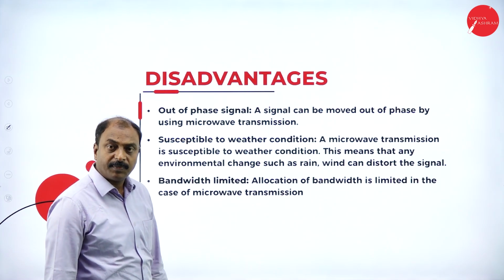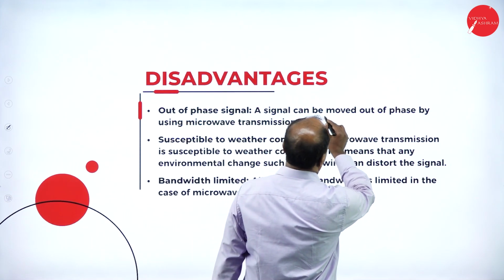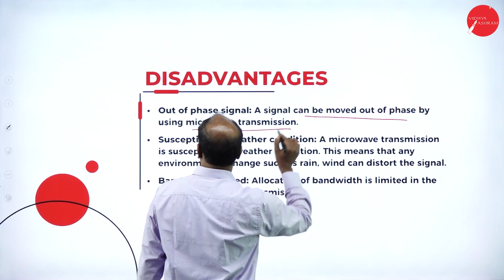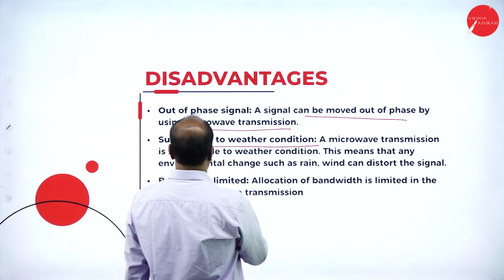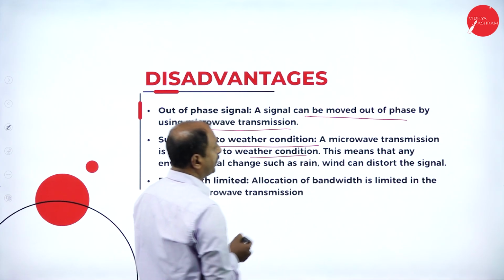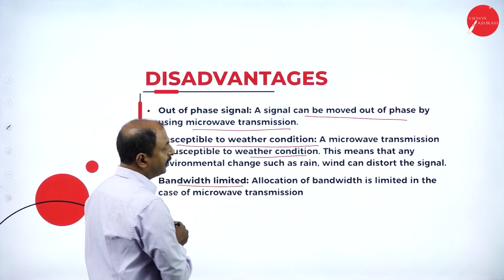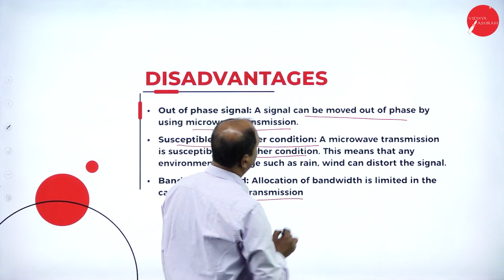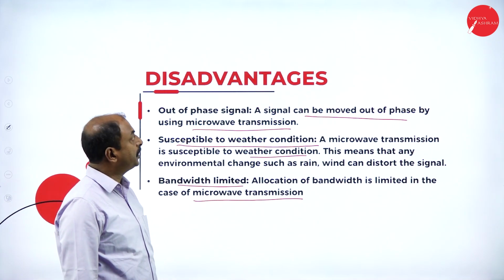What are the disadvantages and drawbacks of this? The signal can be moved out of phase in microwave transmission, and it is susceptible to weather conditions, meaning it will be affected by weather. And bandwidth is limited. Allocation of bandwidth is limited in the case of microwave transmission. These are the disadvantages of microwave communication.